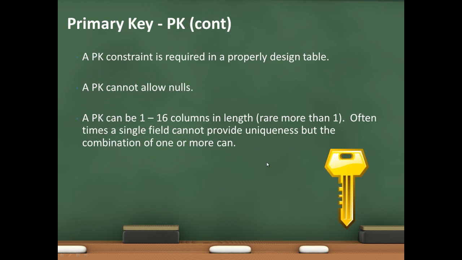Again, the primary key constraint is required in tables. The one we did a minute ago, we did not have a primary key. You cannot allow nulls in a primary key by definition, because the moment you had two nulls, you would violate that primary key constraint that says no duplicates. And a primary key can be 1 to 16 columns in length, but it's rare for us to use more than one. You saw us use more than one. We had that weather database that we've been using.